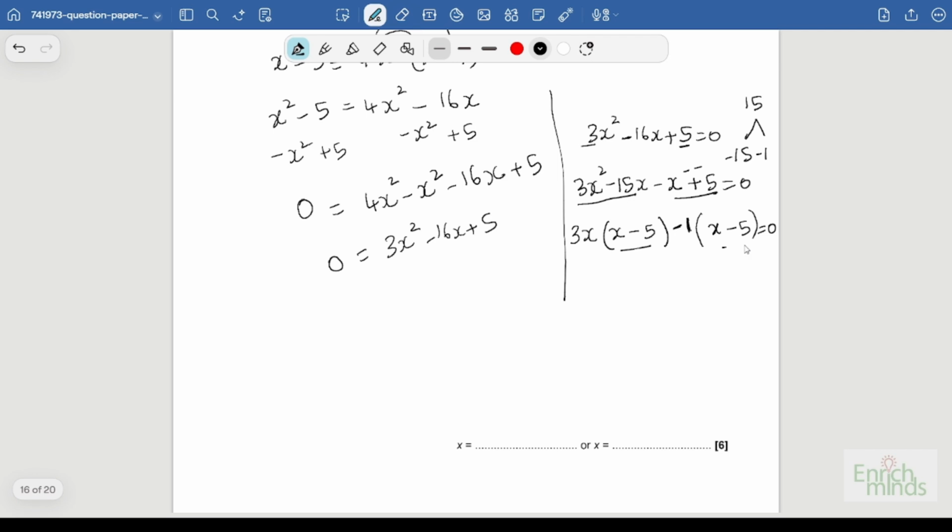Now we have x minus 5 as a common term. And we have 3x minus 1 remaining here. So if x minus 5 is 0, then x is 5. And if 3x minus 1 is 0, then x is 1/3. So the answer is 5 or 1/3.